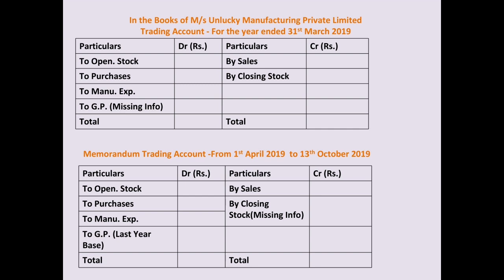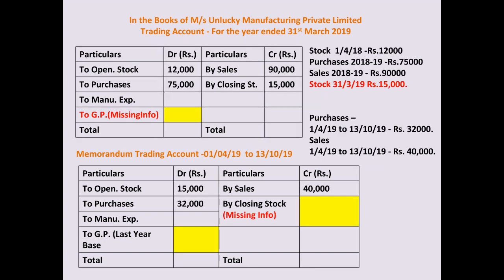We'll prepare this format so that we won't miss any item. Let us see the problem. In this problem, we have been provided with the stock on 1st of April 2018, 12,000. Write that as opening stock in the trading account. Purchases in the year 2018-19 is 75,000, so that will come under purchases of the trading account. Then there are sales of 2018-19, 90,000, which we'll write on the credit side, and stock on 31st of March 2019, that is 15,000.